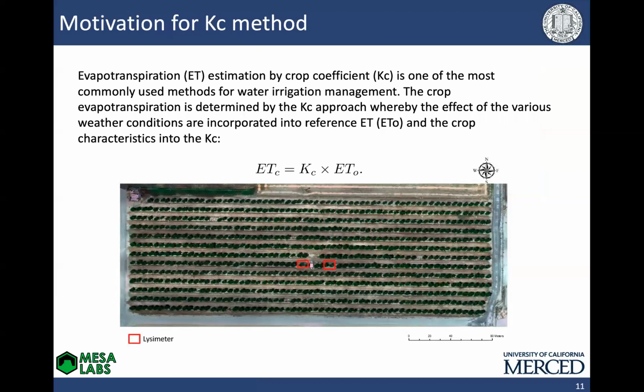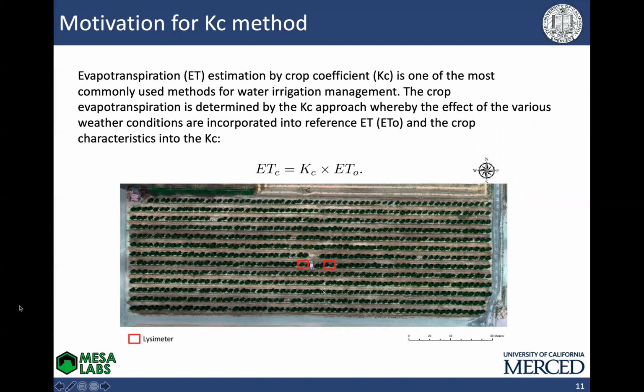So for the method, we used the crop coefficient method. ET estimation by crop coefficient is one of the most commonly used methods for water irrigation management. The crop ET is determined by the crop coefficient, whereby the effect of the various weather conditions are incorporated into the reference ET, and the crop characteristics into the crop coefficient.